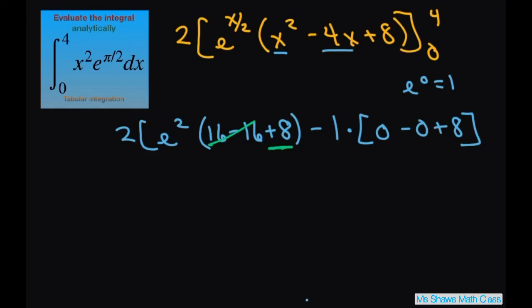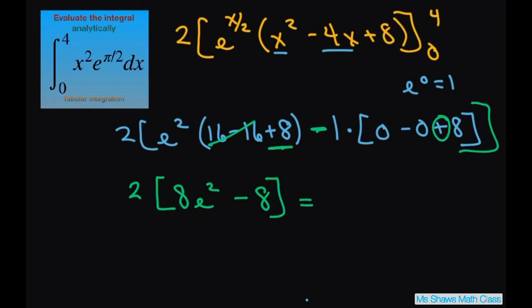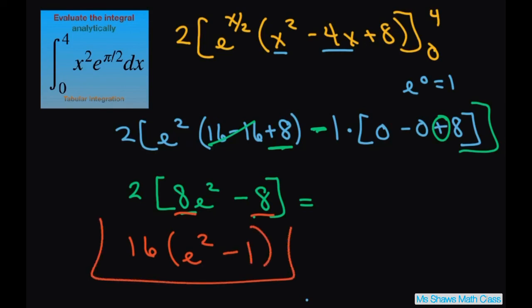So we're going to get 2 times 8e squared minus 8. You minus 8, minus a positive. So this is going to be, if you factor out an 8, 16, and this is going to be e squared minus 1. And that will be your final answer.